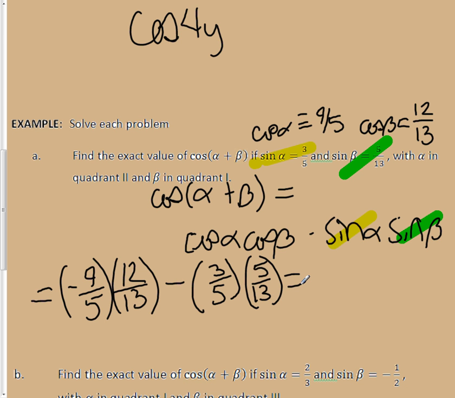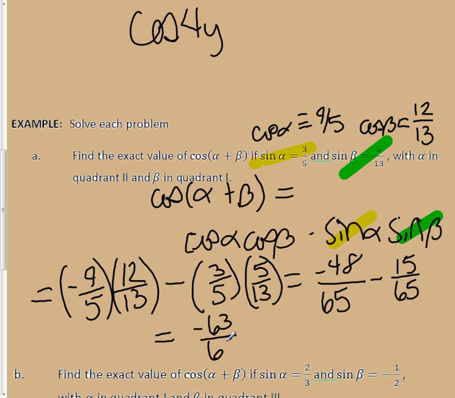And because they want the exact value, I will do negative 4 times 12, over 5 times 13. So I get negative 48 over 65, and then I have minus 3 times 5 is 15, 5 times 13 also is 65, and so my answer, when I get done, is negative 63 over 65.